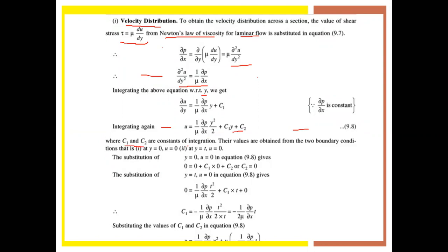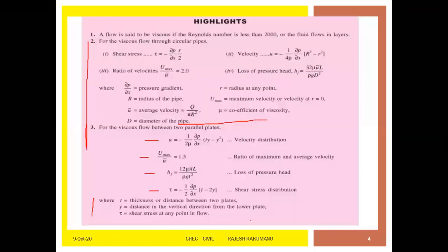Their values are obtained from the two boundary conditions: at y = 0, u = 0, and at y = t, u = 0. There are two conditions, one at y = 0, the other at y = t. Substituting y = 0, u = 0 gives the first constant as 0. For the second case, y = t and u = 0, substituting in 9.8, we get this one. Upon simplification, the velocity distribution formula is this one.